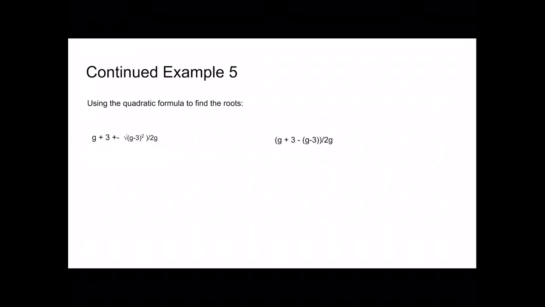So, for example, if we do g plus 3 minus the discriminant, then we should get g plus 3 minus g minus 3 in brackets. So you should be getting that your answer should come out to be 3 over g. So if we simplify that, g plus 3 minus g minus 3 in brackets. So g minus g is just gone. 3 minus negative 3, that becomes 6. So 6 over 2g is the same as 3 over g. So that's where your simplified 3 over g will come from.